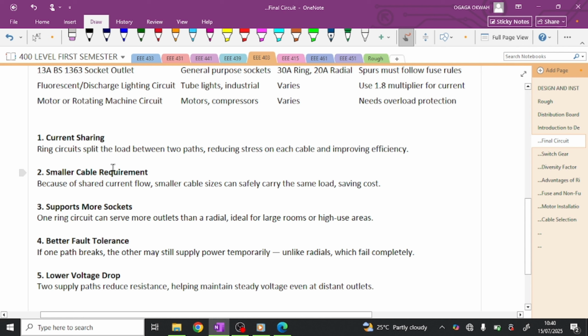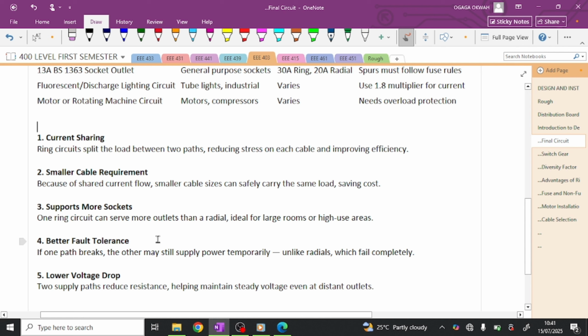Another advantage of the ring over the radial is smaller cable requirement. Because of the shared current flow, a smaller cable size can safely run the same load, saving costs. Larger cable sizes are more expensive, more than 2 times expensive. Then another advantage is support for more sockets. One ring circuit can serve more outlets than a radial. That means it's ideal for large homes or high use areas.